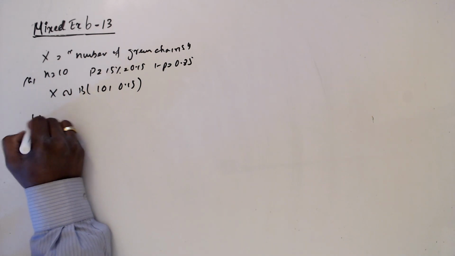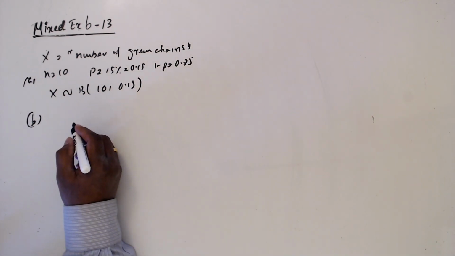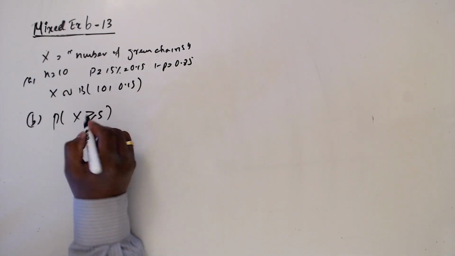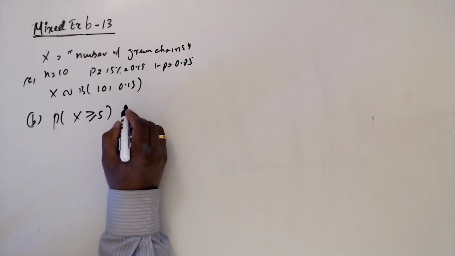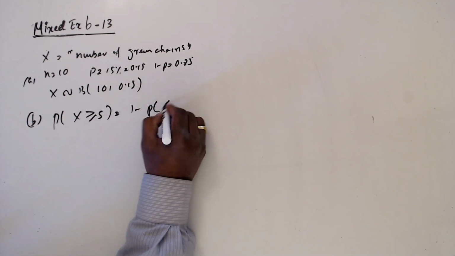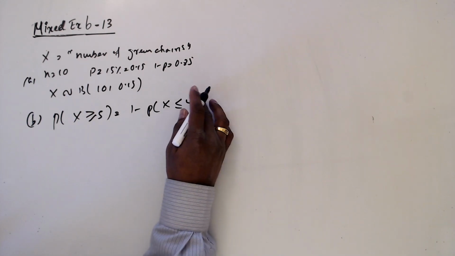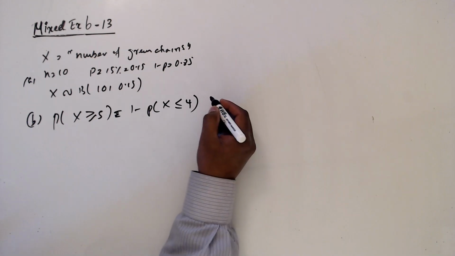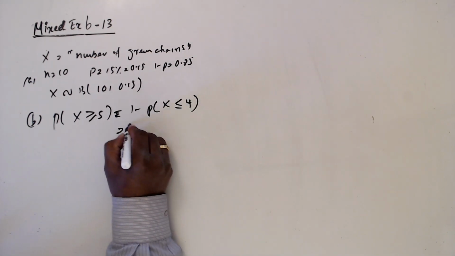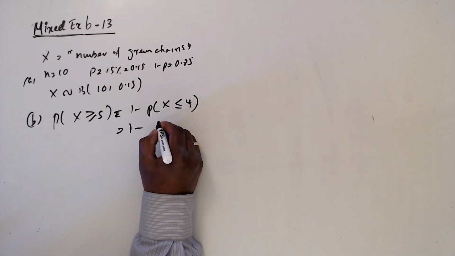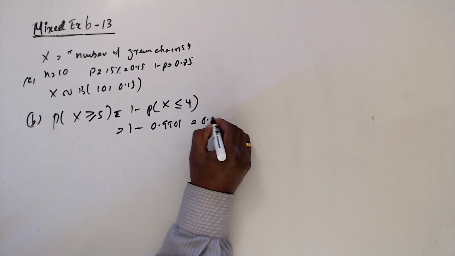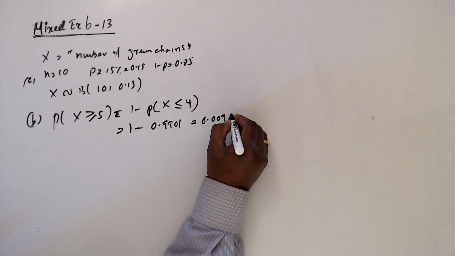And part B, find the probability of at least 5 green jars in the sample. So probability of x greater than or equal to 5, which is 1 minus probability x less than or equal to 4. This value we can get from the table, so that is going to be 1 minus 0.9901, which is 0.0099.